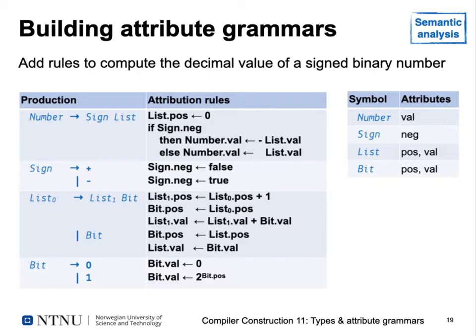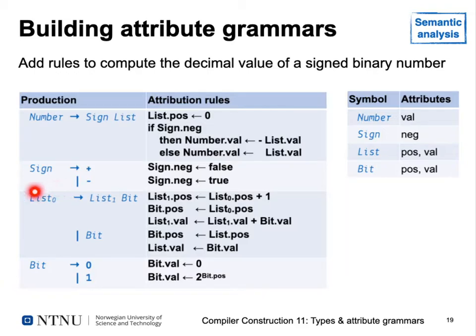If we go down our productions for sign, we just check if we see a token plus, then we set the result and indicate that negative is false, so we have a positive number. If we see a minus, we set that negative is true, so we have a negative number.